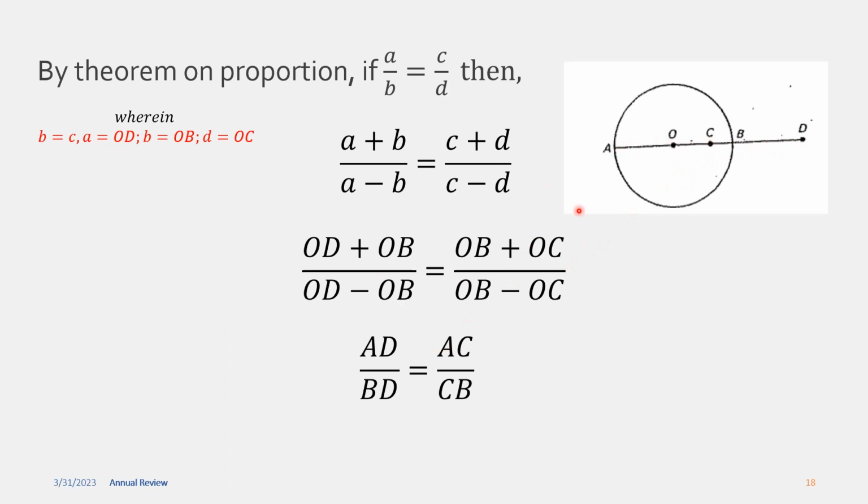In the denominator, OD minus OB is equal to BD. The value of AC in here is OB plus OC, so OB plus OC is equal to AC, because OA is equal to OB. And the denominator, OB minus OC, is this length, CB. Therefore, we have this proportion: AD over BD is equal to AC over CB. That's it.